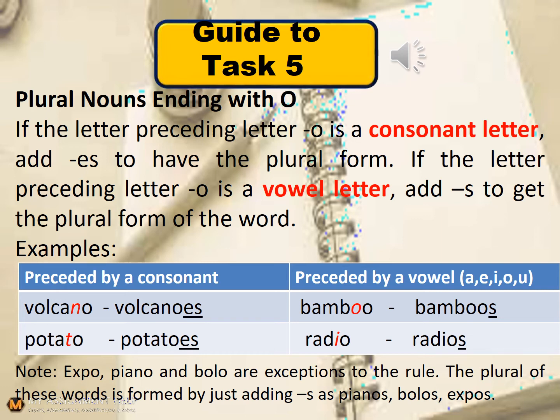Now let's proceed to vowel, preceded by a vowel sound, a, e, i, o, u. So the word bamboo, it ends with letter O. And what letter comes before letter O? So also letter O. So it means that we need to add only s for this. Bamboo, bamboos. And the last example is radio. Radio ends with letter O. What letter comes before letter O? That is letter I. And I is a vowel sound. If it's vowel sound, we will just add S. That's why the answer is radio, radios.